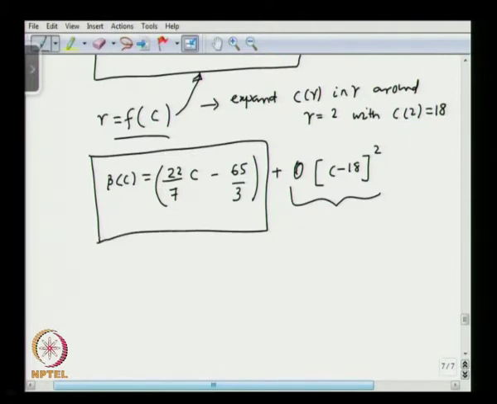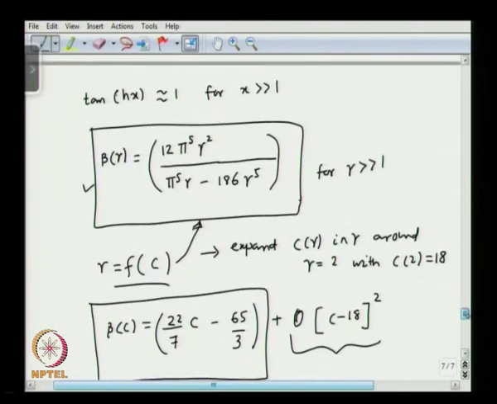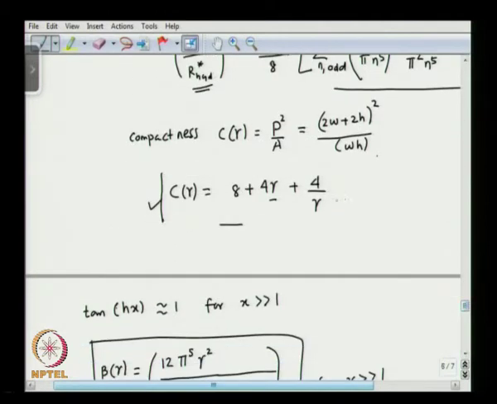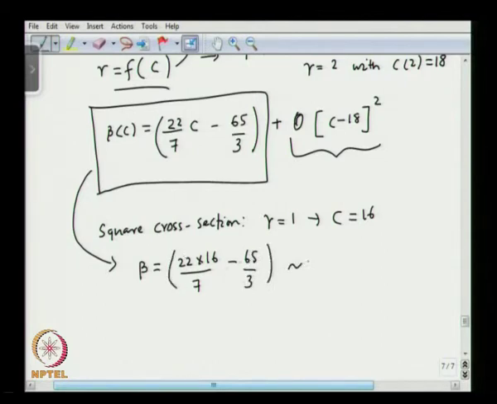Now, if you consider a square cross section, for a square cross section gamma is going to be 1, right. So, if gamma equal to 1, then you can evaluate what C is going to be here. C is going to be 16, right. So, the beta is going to be 22 into 16 divided by 7 minus 65 by 3. So, that will come around 28.